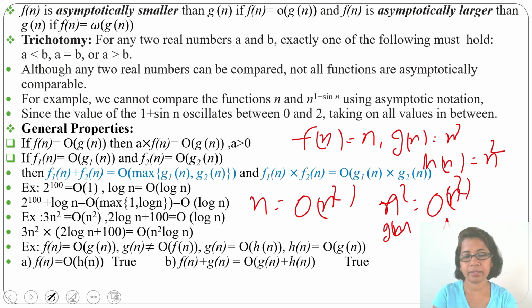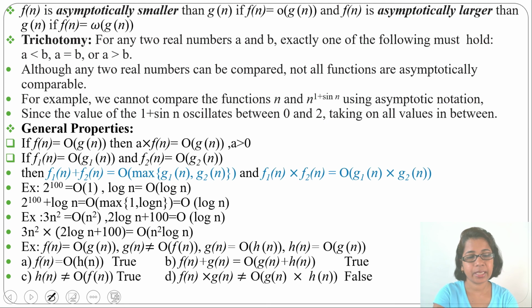When we add these two, means n plus n square, it will be O of the maximum of these two. As both are the same, g(n) equals h(n). In place of h(n), you can write g(n). So it will be 2g(n), and 2g(n) will be the same as g(n). That's why it is true, as g(n) equals h(n) due to this. g(n) equals big O of h(n) and h(n) equals big O of g(n) implies g(n) equals h(n).